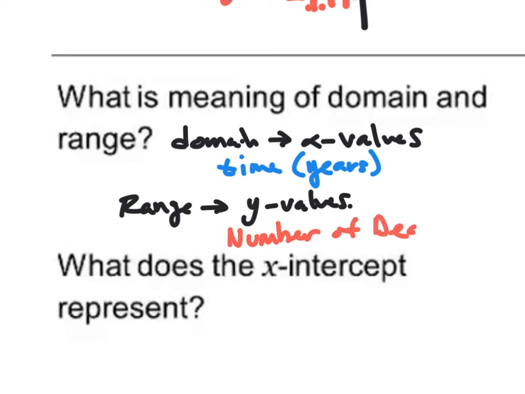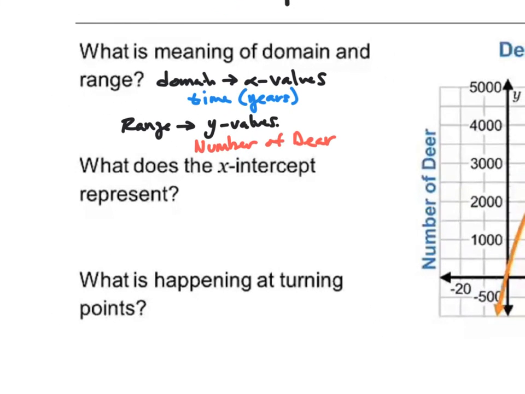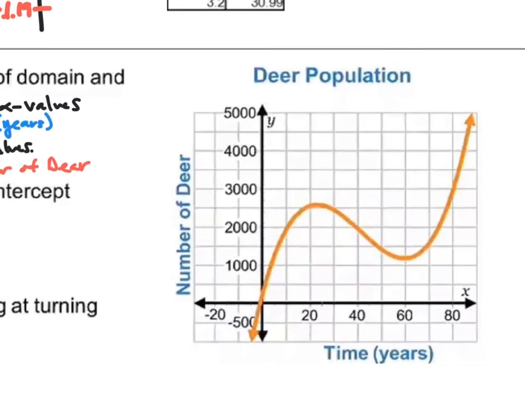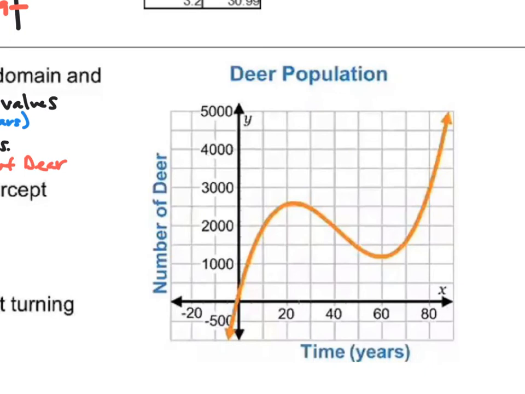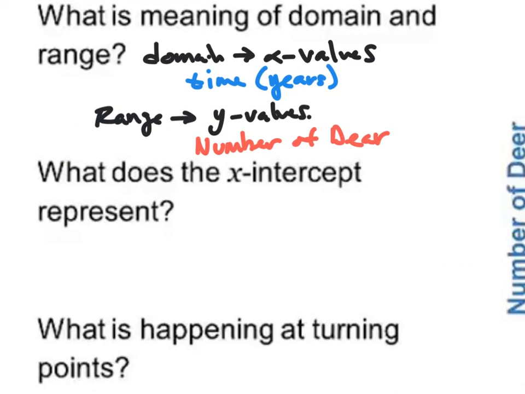Okay, so this is a function of time to deer. So for whatever year it is, how many deer are there? And then it says, what do the x-intercepts represent? Here's an x-intercept, and that's when the population of deer is 0. That means you have no deer.